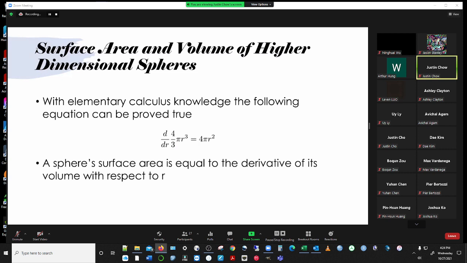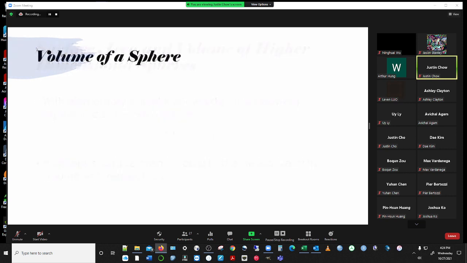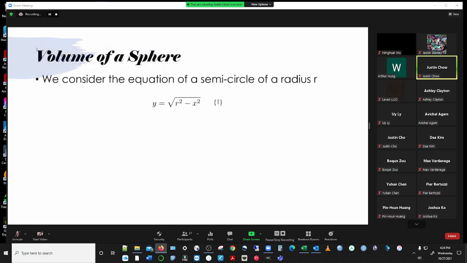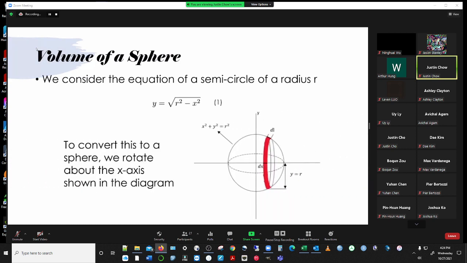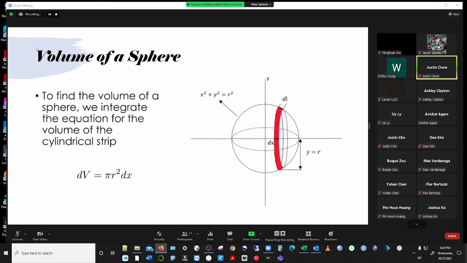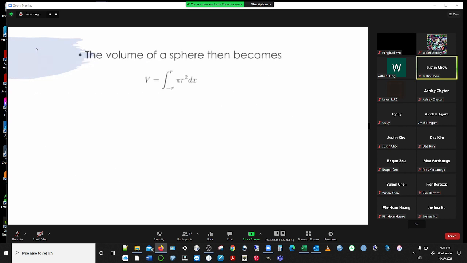First, we must derive the volume of a sphere. We consider the equation of a semicircle of radius r to be y equals the square root of r squared minus x squared. To convert this equation to a sphere, we rotate about the x-axis. As a sphere is made out of many small cylinders, we can integrate the equation of a cylinder with height dx to find the volume.